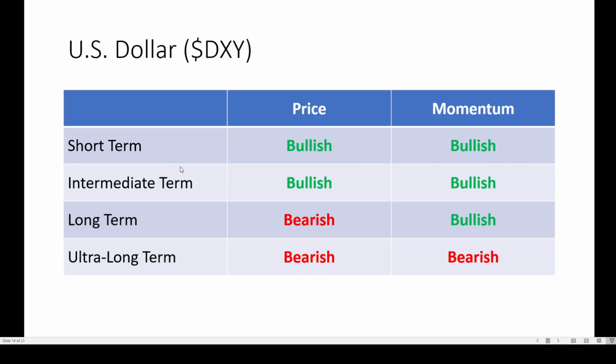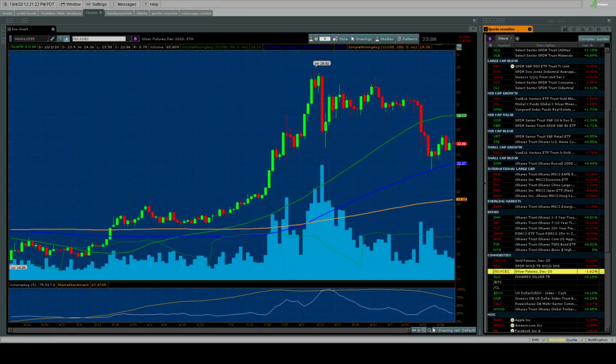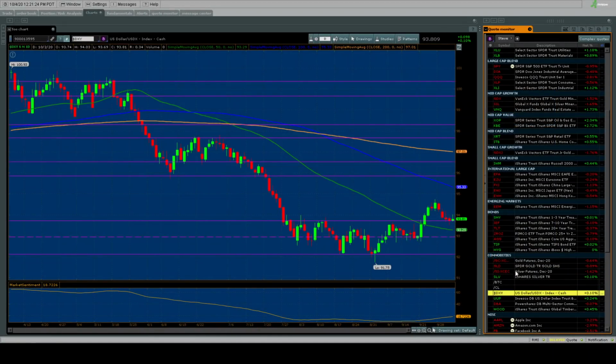You want to see the short-term flip and then stabilize, and then the intermediate terms flip and stabilize. Now, keep in mind, the short-term could bounce a little bit, but you want to see this start to hold here and then move all green across the board to validate that. Let's go down to the dollar.